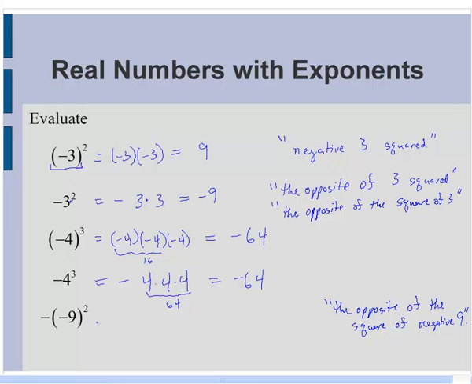And so then we would have here, we would take care of the negative 9 being squared. So this would be opposite, that's from the outside, and then we'd have a negative 9 and a negative 9. Taking care of the multiplication, negative 9 times negative 9 is 81, and so this would be negative 81, right? The negative 9 times negative 9 is 81, and so then we have the opposite of 81 is negative 81.